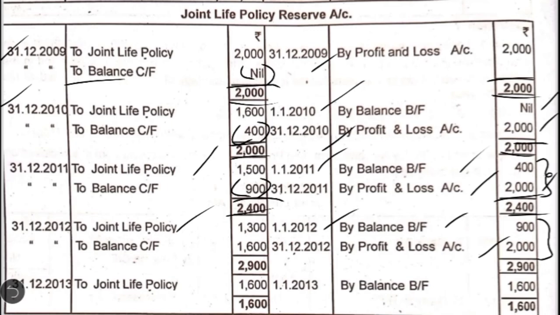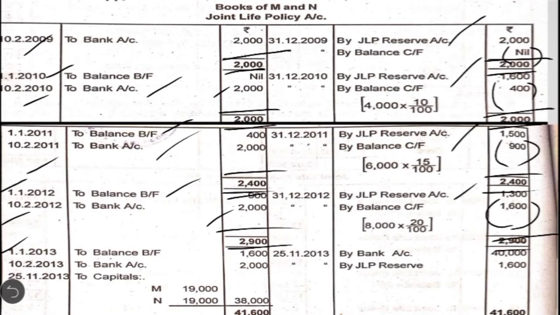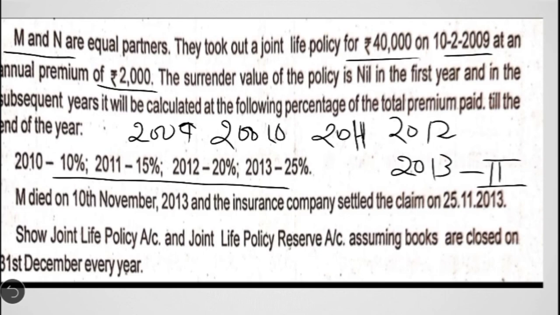Then similarly in the other account also we are going to close the account here. Here also it is closed. So if you deduct 1300, we have a balancing figure of 1600, which will be brought down at the beginning of next year on 1/1/2013. Now we are in the year 2013, in which the policy has matured because of the death of one of the partners, and here it is stated that the claim on the policy has been received on 25/11/2013 and he died on 10th November 2013, but the annual premium was payable on 10th February 2013.